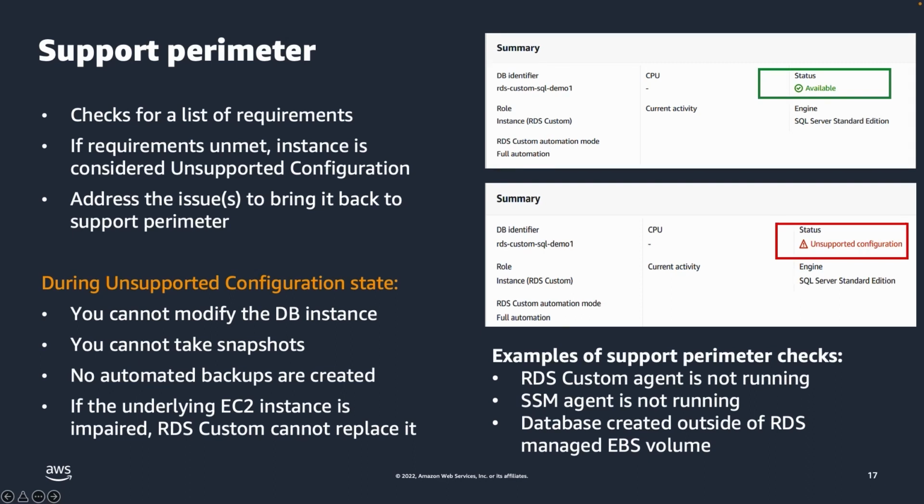Another thing you would need to be aware of is during the unsupported configuration state, you cannot modify the DB instance. You can't change the instance type. You cannot make any changes to it. You cannot take snapshots. No automated backups are created. And also, if the underlying EC2 instance is impaired, the RDS Custom cannot do a host replacement. So these are the things you should be aware of.